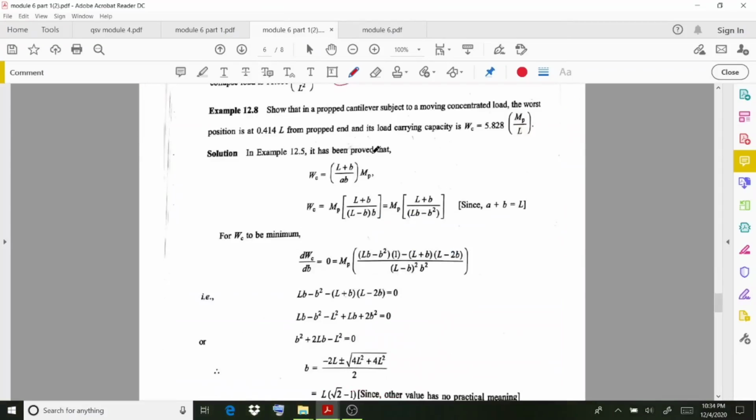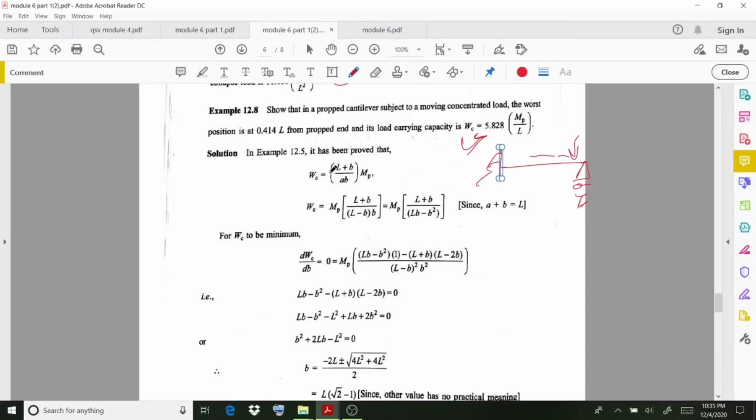So that's the case. The next one is to show that in a propped cantilever subject to a moving constant load, the worst position is at 0.414 L from the propped end, and its load carrying capacity is Wc equals 5.828 MP by L. So a propped cantilever beam is provided here, and a point load is moving from this point to some points, and it is mentioned that at a distance of 0.414 L from this propped end, we need to prove that this collapse load value is going to be 5.828 MP by L.